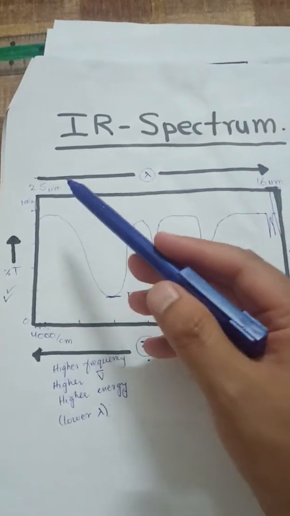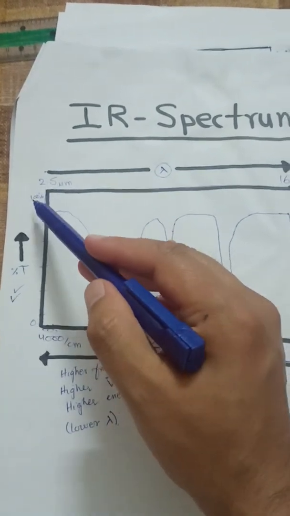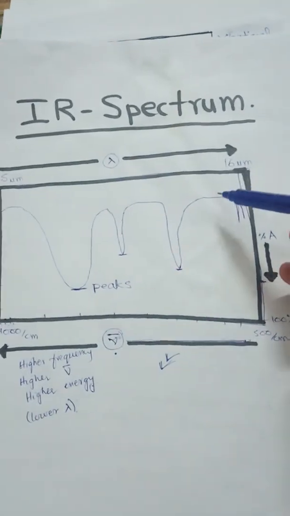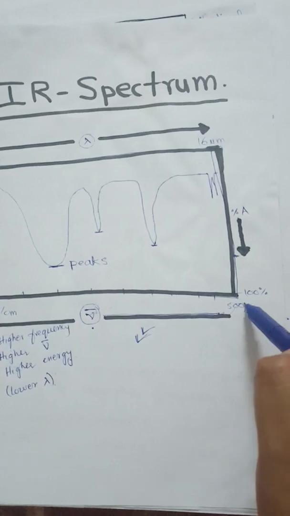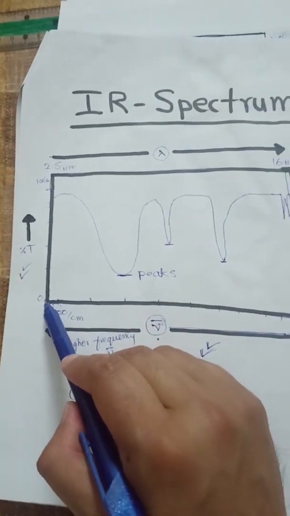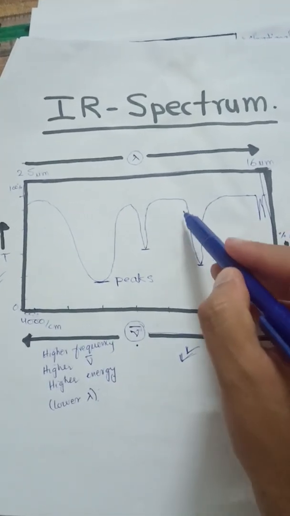And in this case, the y-axis represents percentage transmittance from 0 to 100%. And if we look at the absorption, it will be like this from 0 to 100%. So at the bottom there will be 100% absorption, which means 0% transmittance. So these IR peaks will be like this.